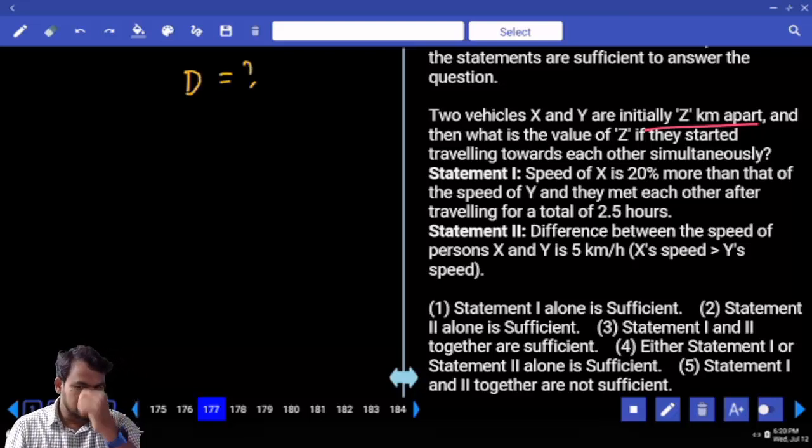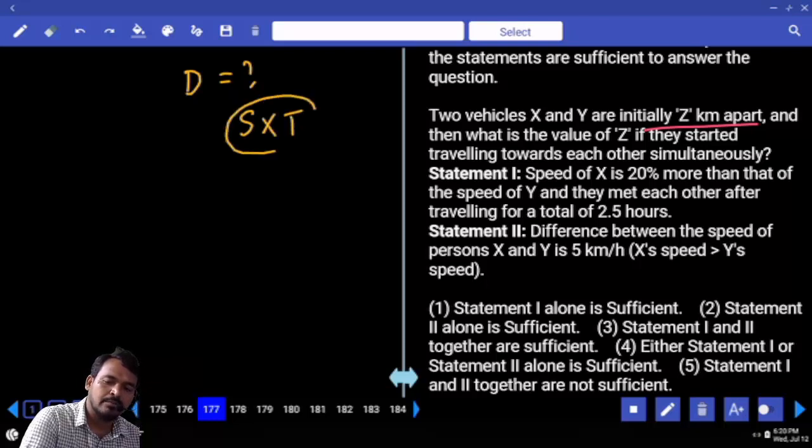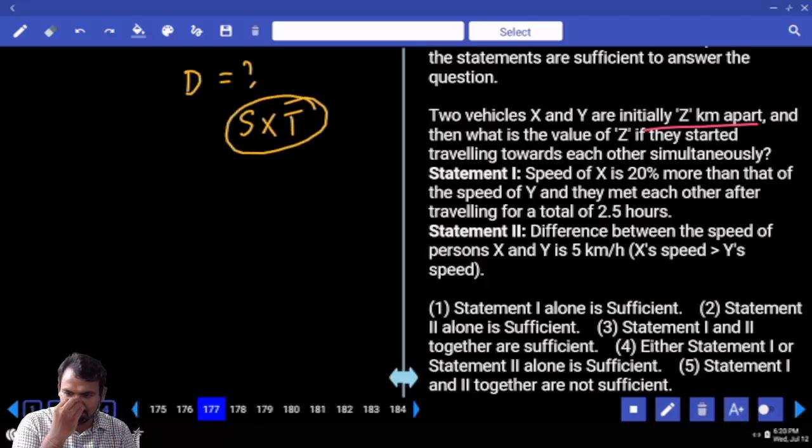Distance. For the first statement, the speed of X is 20% more than the speed of Y, and they meet each other after traveling for a total of 2.5 hours. Normally, distance equals speed multiplied by time. In the first statement, one speed compared to the other is more or less? More. But both are traveling towards each other, means opposite direction or same direction? Opposite direction. But are speed ratios given or speeds given? Speed ratio. 20% more means one will be 5 parts speed, the other 6 parts speed.